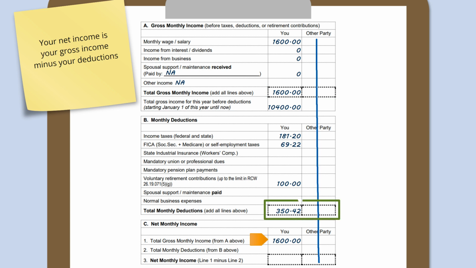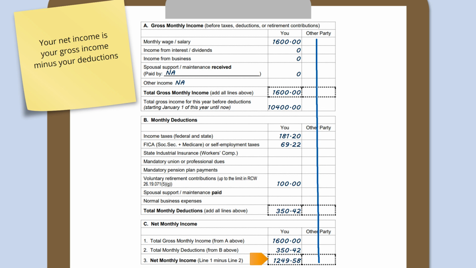Take the number from the bold outlined box in section A and place it here. Then take the total monthly deduction number from line B above and place it here. Grab your calculator again and take the total gross monthly income minus the total monthly deductions. This is your net monthly income, and that amount goes here in this boldly outlined box.